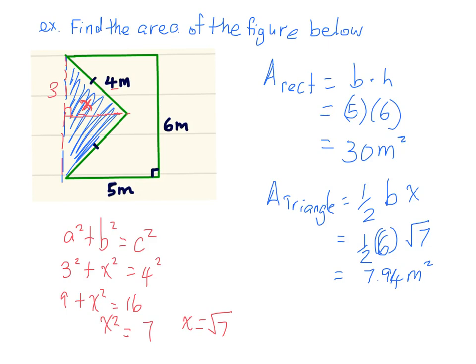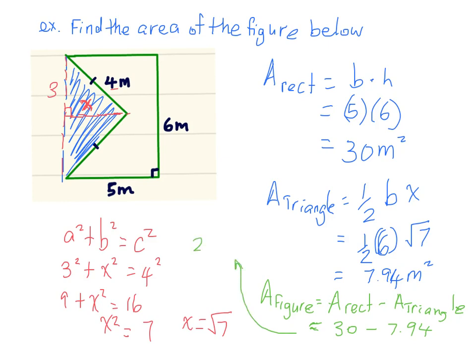So the area of the figure, which we originally had in green, so I'll bring it back, is equal to the area of the rectangle minus, because we're taking out that portion, the area of the triangle. So we can go ahead and subtract the areas that we found. So 30 minus 7.94, and that's approximate, so we can go ahead and make that approximate symbol there. And the area of our figure, I ran out of space, but the area of our figure is 22.06 meters squared. And so that's another way you can look at your composite figure.